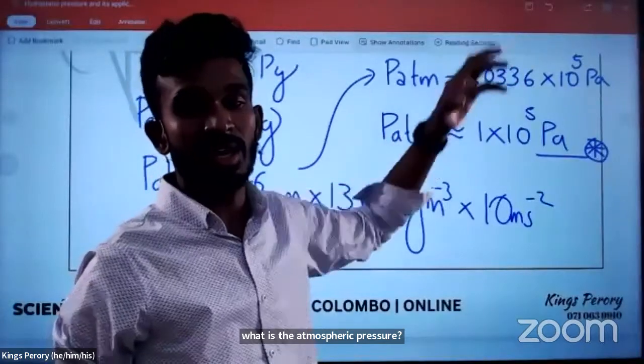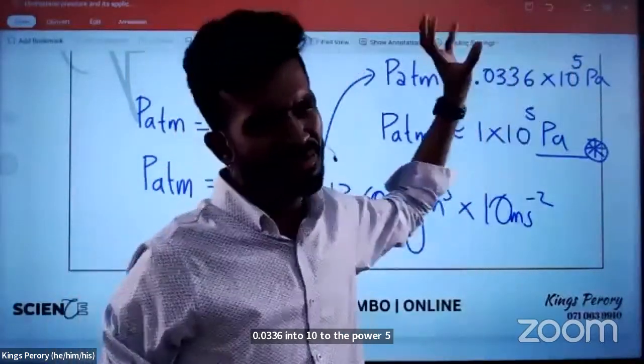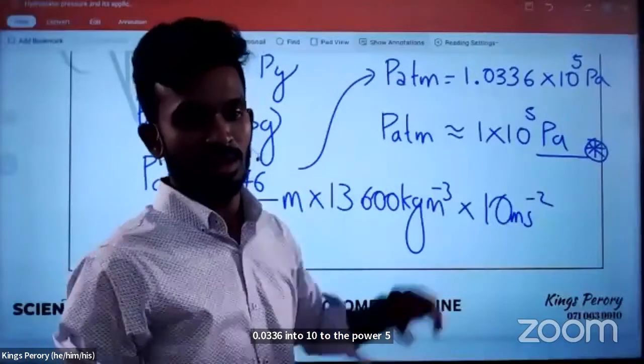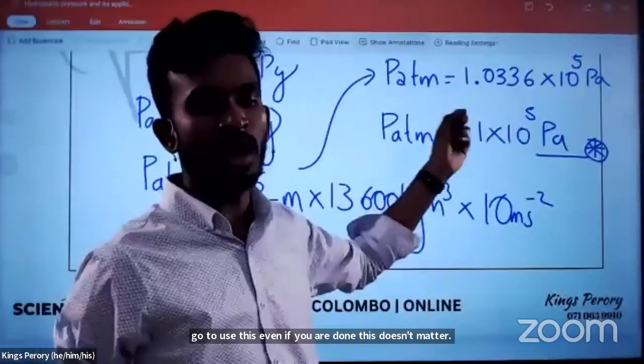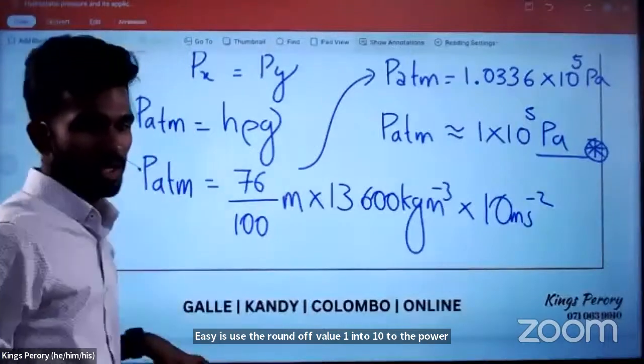1.0336 into 10 to the power 5 Pascal. Don't use this. Even if you do, it doesn't matter. It's easy to use the rounded-off value, 1 into 10 to the power 5 Pascal.